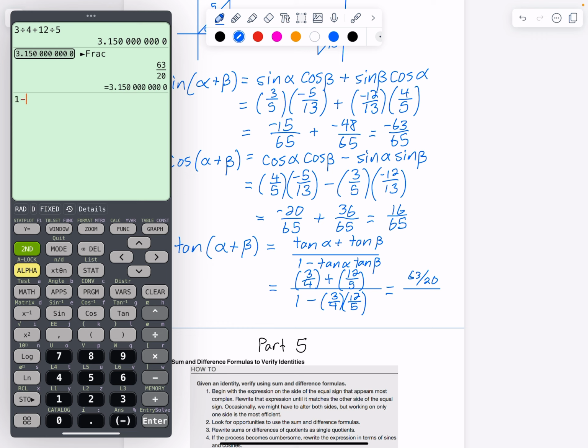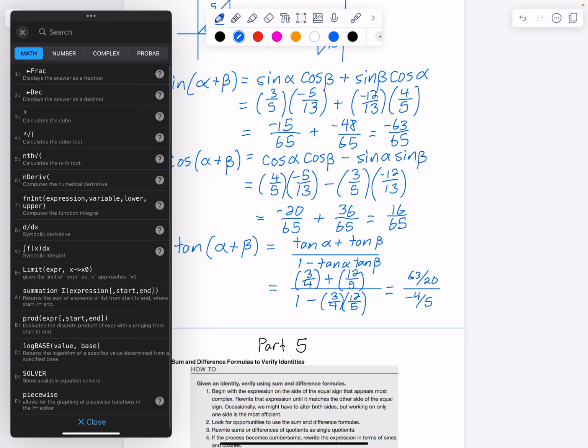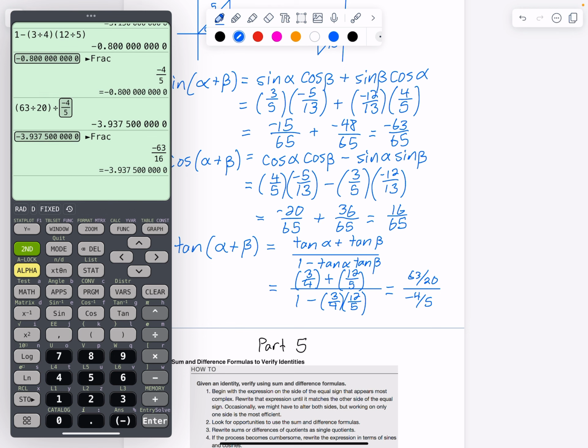The bottom: 1 minus, I'm just going to plug it all in, 3 divided by 4 times 12 divided by 5. I get a fraction again from that with math frac, and I get negative 4/5 on the bottom. Now I'm going to do 63 divided by 20, which is what we got above, and then divide that by my answer. I could type it in again if I wanted. Then I do math frac to get back to my fraction so I can get an exact answer. So this is equal to negative 63 16ths.